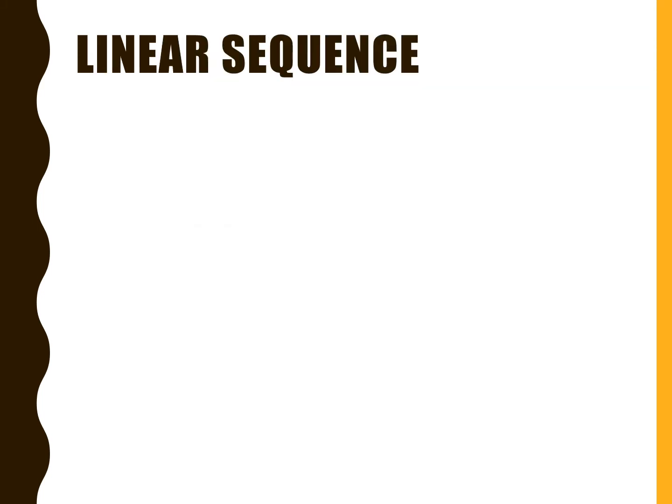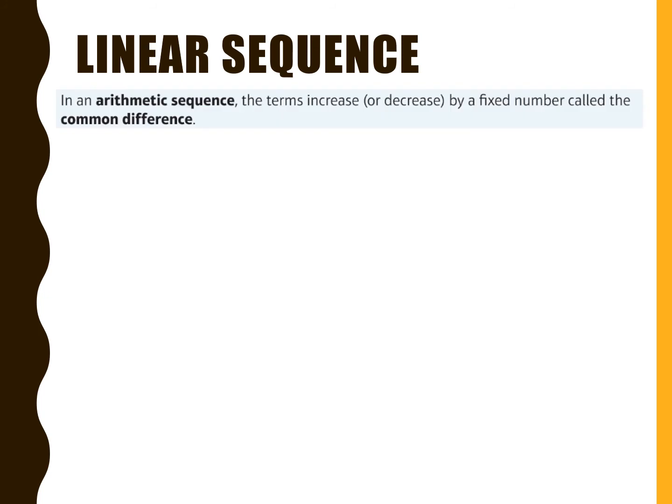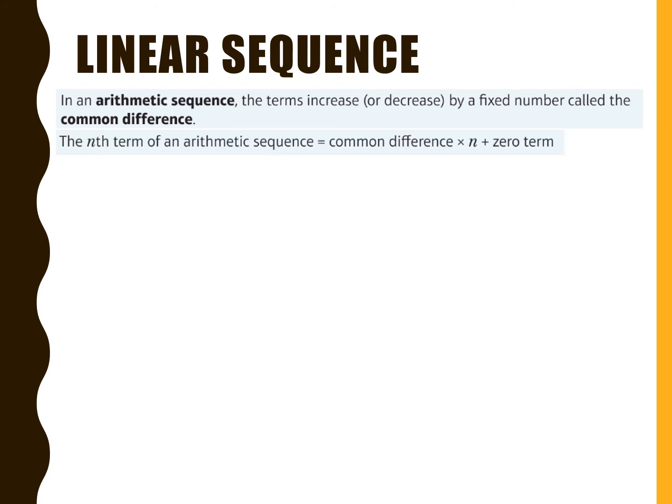Okay, this is a higher curriculum topic, linear sequence. In an arithmetic sequence, the terms increase or decrease by a fixed number called the common difference. The nth term of an arithmetic sequence is common difference times n plus 0 term. So this is a formula now. The common difference just means the number that's going up or down, times n, plus 0 term.